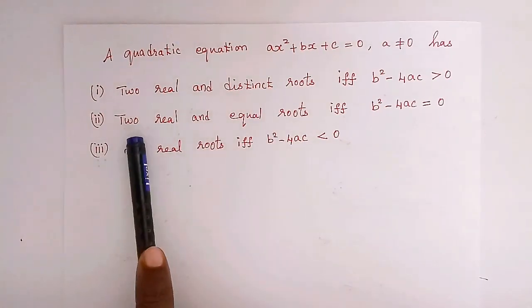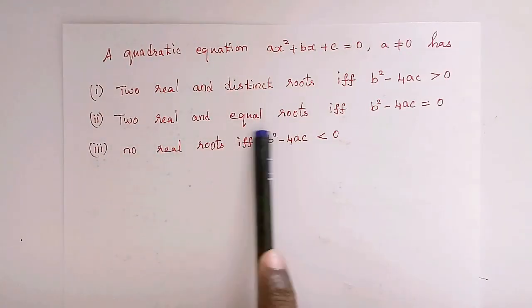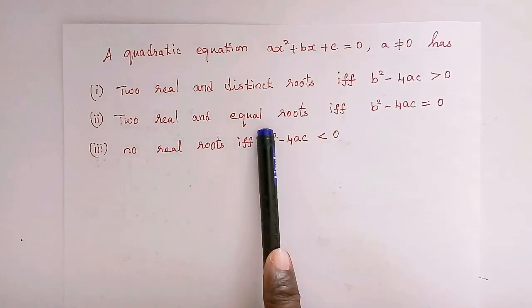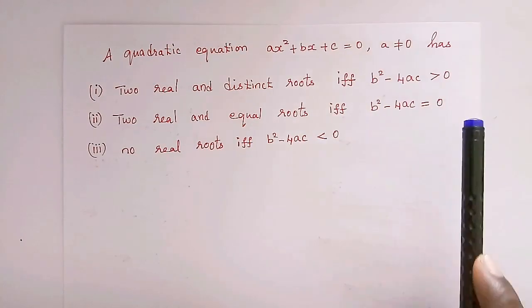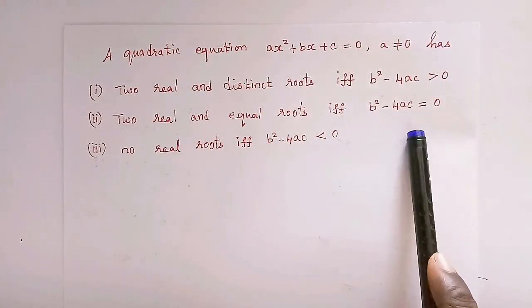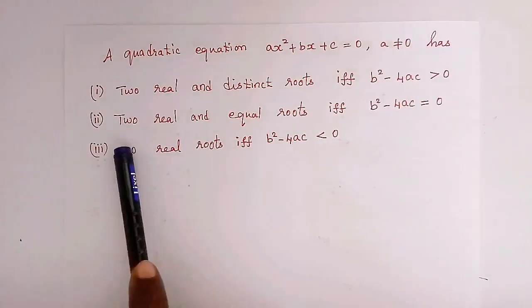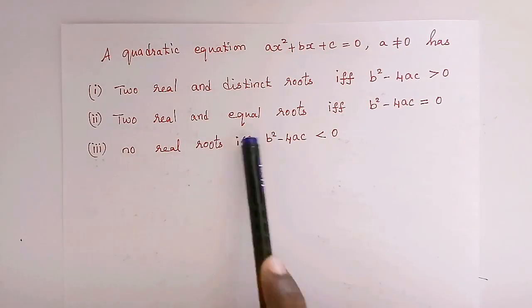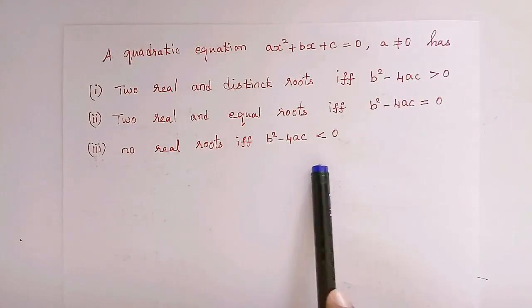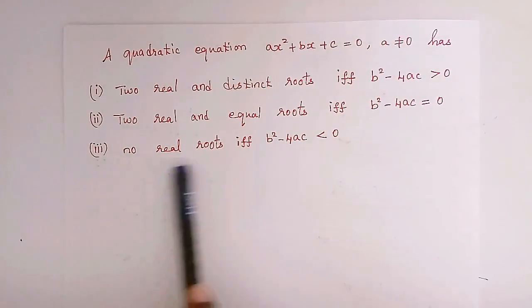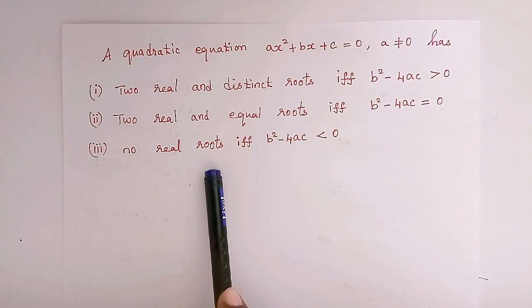In the same way, we will get two real and equal roots if and only if b square minus 4ac is equal to 0. When the value b square minus 4ac is equal to 0, we will get two real and equal roots. And the other case, if b square minus 4ac is less than 0, there are no real roots, that is, we won't get any real number.